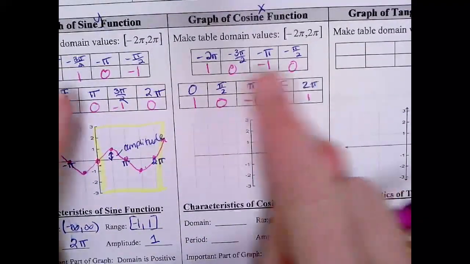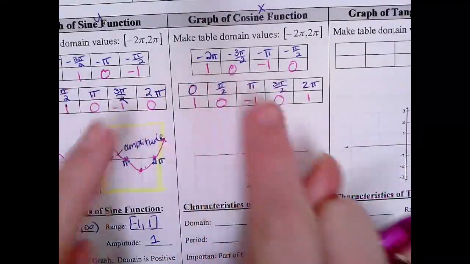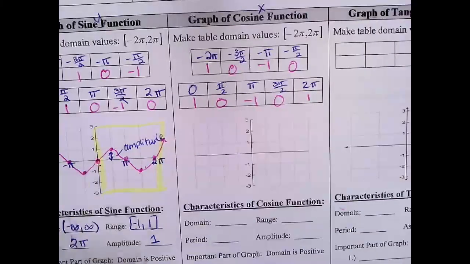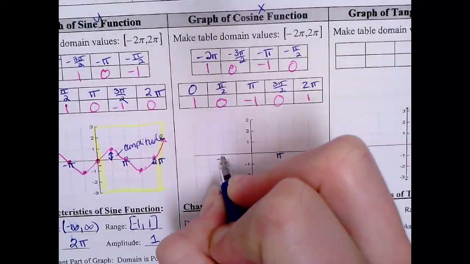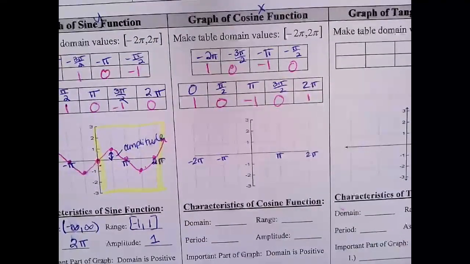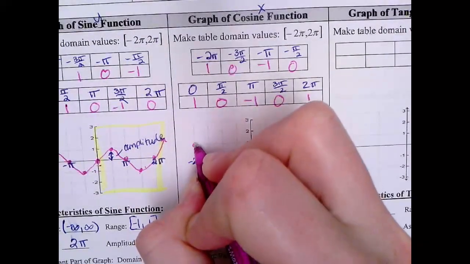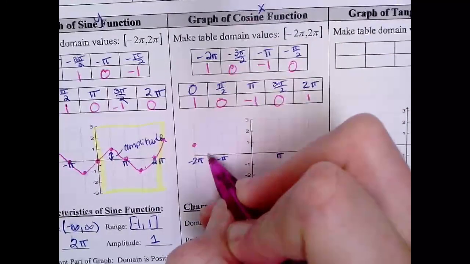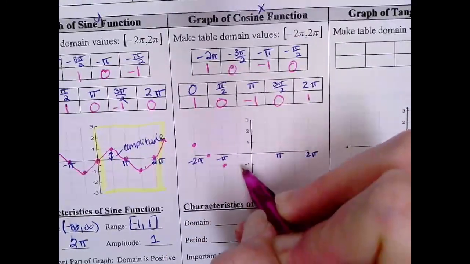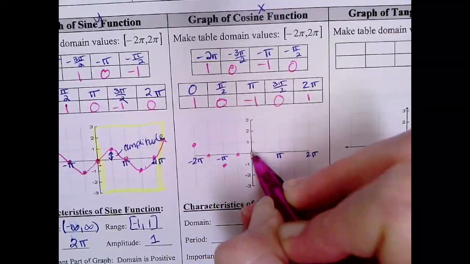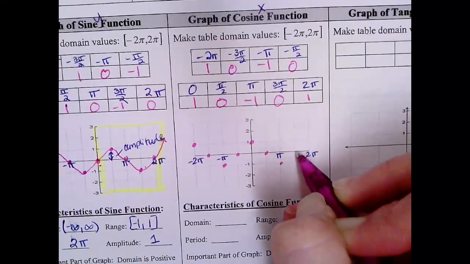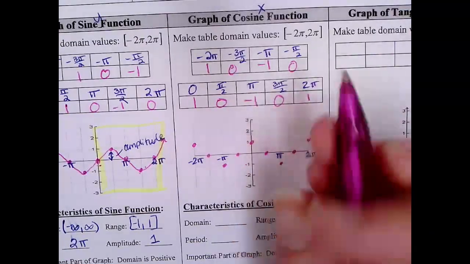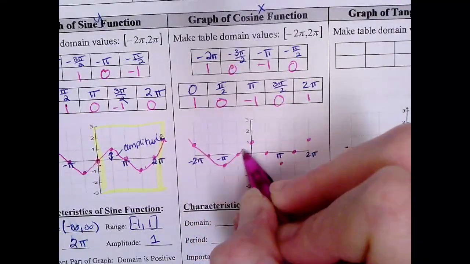So notice this has completely changed, completely reversed from the sine graph. So I'm going to put my pi and 2 pi on here the same as I did. And then we're going to graph. At negative 2 pi, you're up at 1 this time. Negative 3 pi over 2, you're at 0. Negative pi, you're down at negative 1. Negative pi over 2, you're at 0. 0, you are up at 1. Pi over 2, you're at 0. Pi, you're at negative 1. 3 pi over 2, you're at 0. 2 pi, you're at 1. So then your graph looks like this.